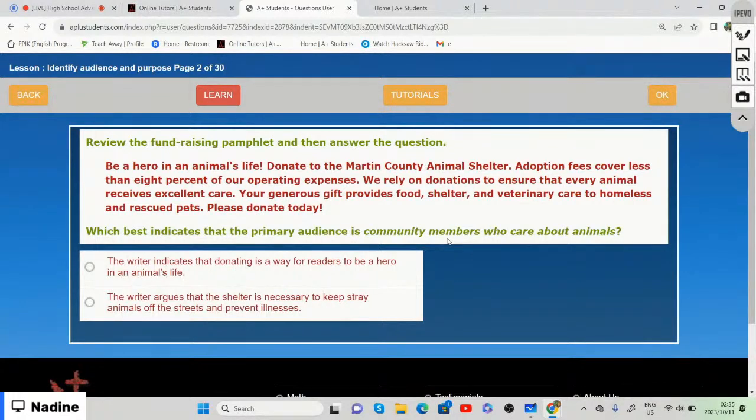So now we're going to review a fundraising pamphlet and then answer the question. Be a hero in an animal's life. Donate to the Martin County Animal Shelter. Adoption fees cover less than 8% of our operational expenses. We rely on donations to ensure that every animal receives excellent care. Your generous gift provides food, shelter, and veterinary care to homeless and rescued pets. Please donate today.